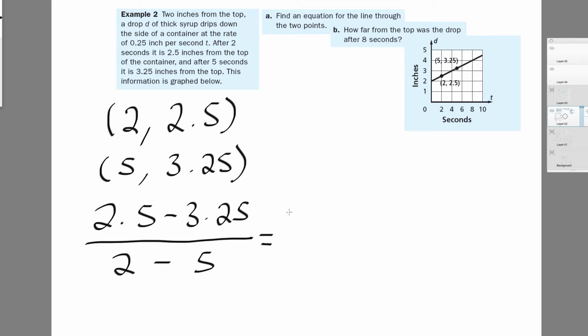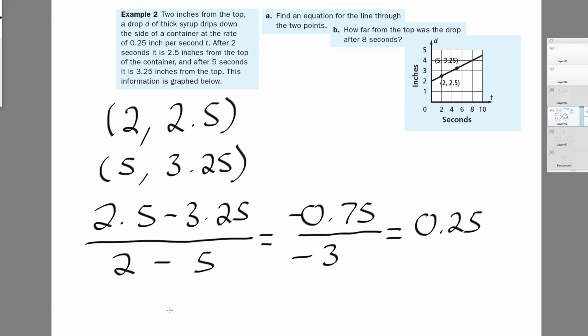okay, so 2.5 minus 3.25, that's going to equal negative 0.75, so 3/4, and 2 minus 5 is going to be a negative 3. So a negative 0.75, negative is a positive, so 0.75 divided by 3 is equal to 1/4. So that's 0.25 is our slope.